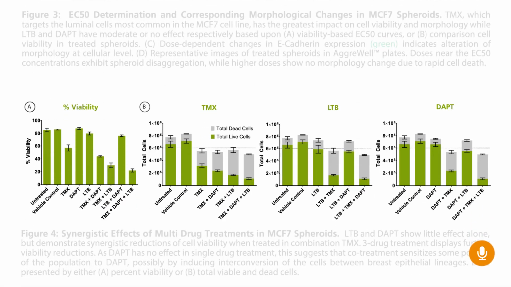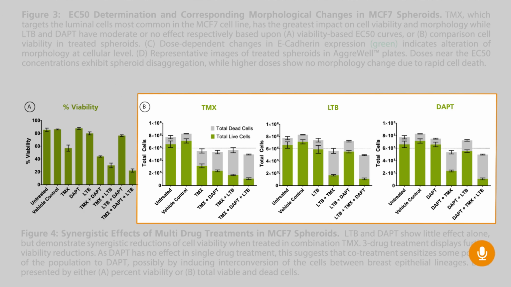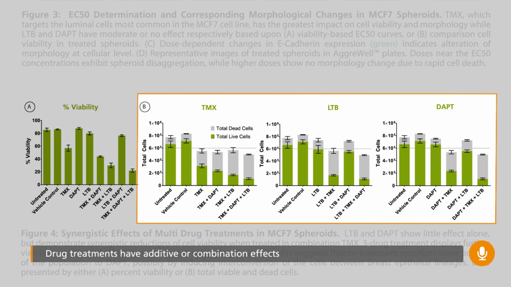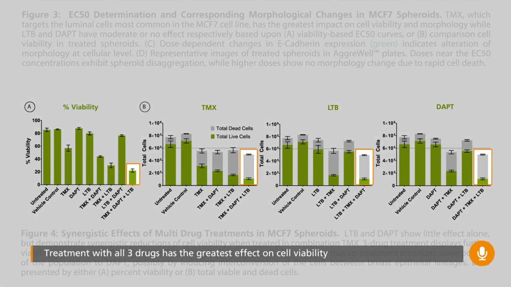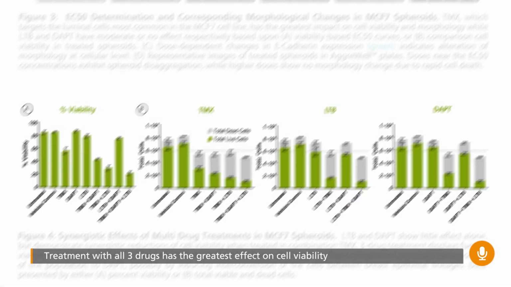Figure 4 demonstrates the impact on viability of individual and combined drugs treated at or near their EC50 ranges. Panel B shows that the combined drug treatments have additive or combinatorial effects. For example, lapatinib and DAPT have minimal impact on their own, but have a greater impact together or in combination with tamoxifen. As we would expect, treatment with all 3 drugs has the greatest impact on cell viability.